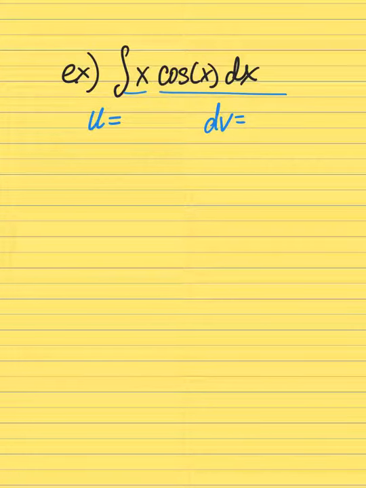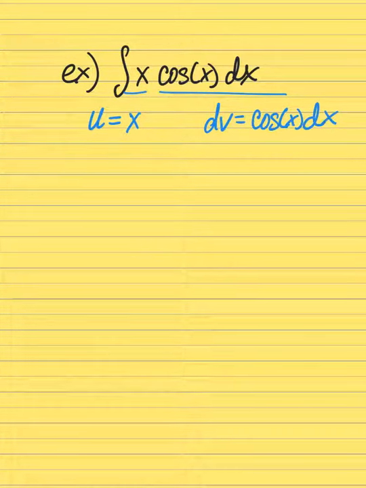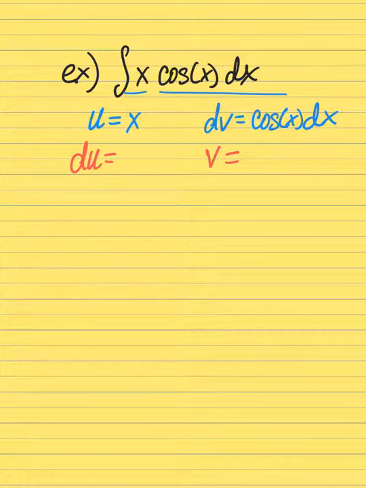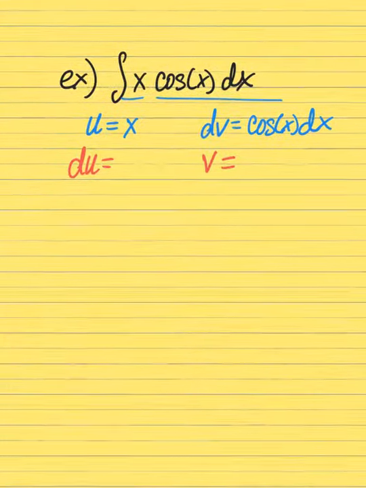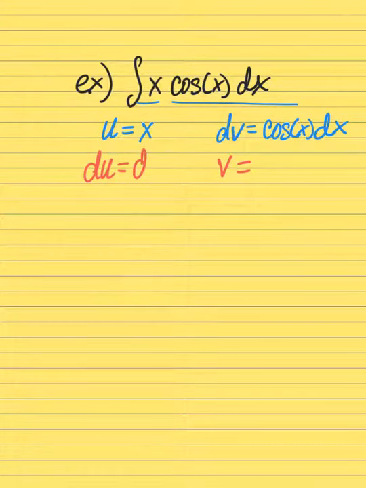So in this case, I'm going to have u be x, the first thing we see. That means dv is going to be cosine of x dx. From there, you've got to take the derivative of u and the antiderivative of dv. So you have to figure out what v, the actual function, is. Well, the derivative of u is easy. The derivative of x is just 1 dx, or just write dx. Here, the antiderivative of cosine of x dx is sine of x.